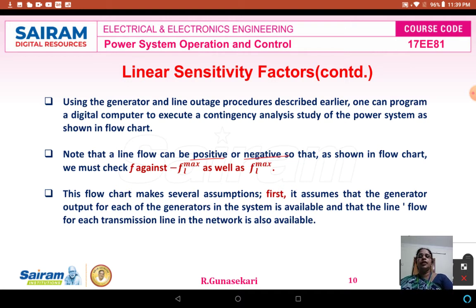Now you see the flow against minus FL maximum as well as FL maximum. FL maximum is the positive line flow. Minus FL maximum is nothing but the line flow being negative.